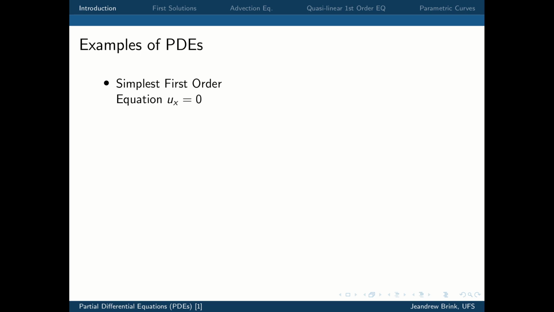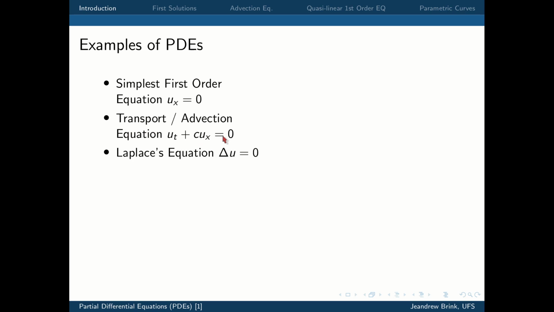Okay, so some very basic examples of PDEs. The simplest first order equation you can get is ux equals 0. The next one is what we call the advection or transport equation, where du dt plus c times du dx is also equal to 0. Another example that you've seen a lot is Laplace's equation. This is the equation that I said pulls tight. It tends to pull things tight.